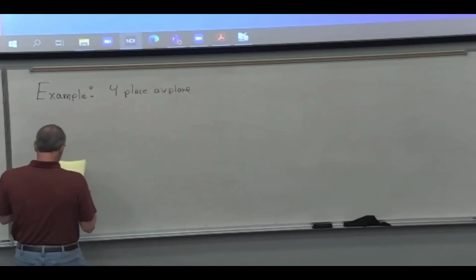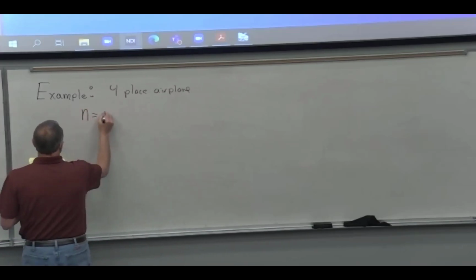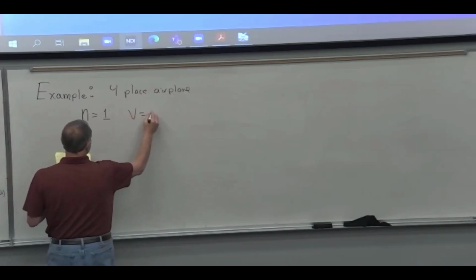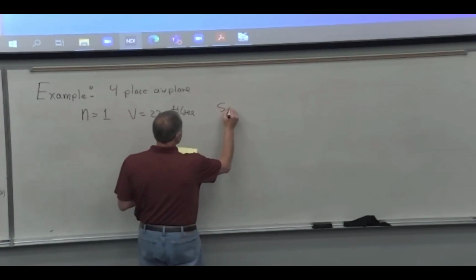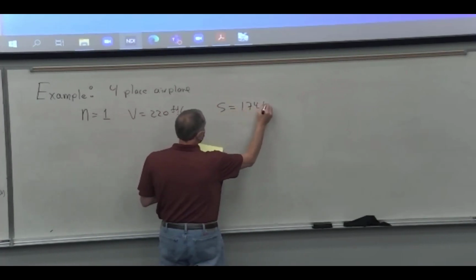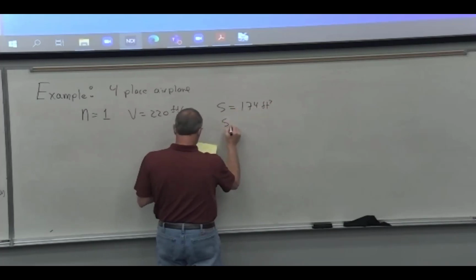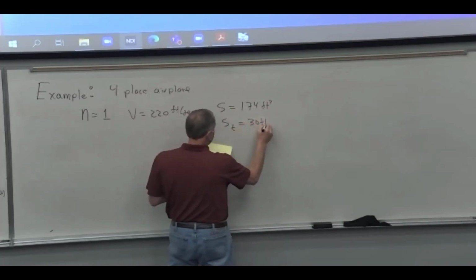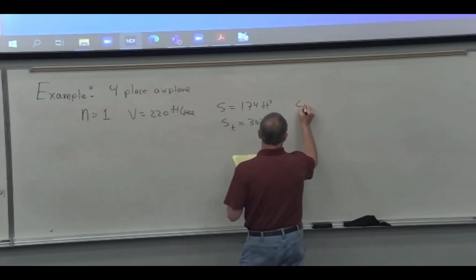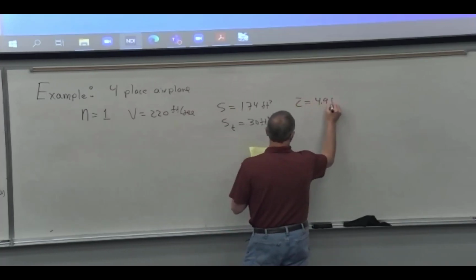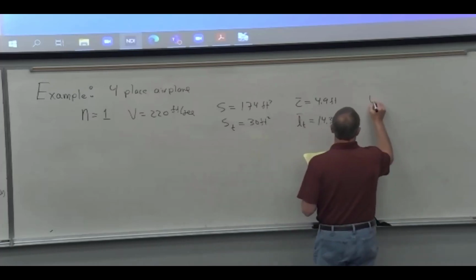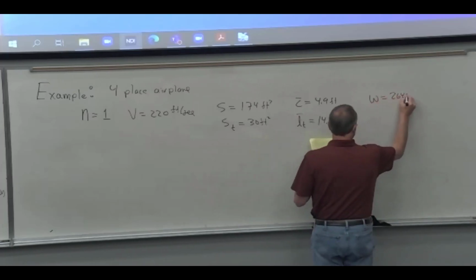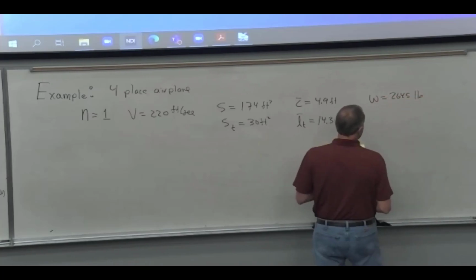So here we're back to our four-place airplane. We're going to do load factor of 1, flying at 220 feet per second. The wing area for this thing was 174 square feet. The area of the tail was 30 square feet. The mean chord was 4.9 feet. LT bar was 14.3 feet. The weight at the current flight is 2645 pounds.